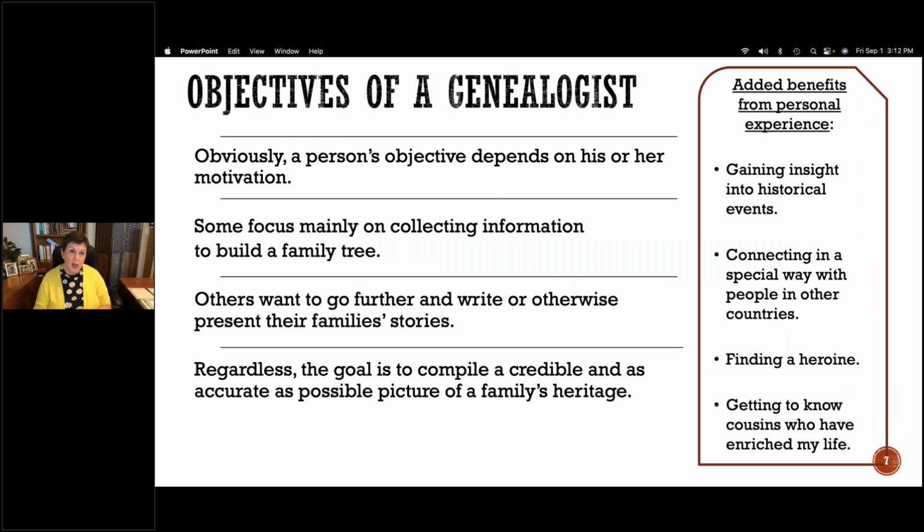The objectives of a genealogist depend obviously on his or her motivation. Some people focus just on collecting information to build a family tree. Others want to go further and write or otherwise present their family stories. Regardless, the goal is to compile a credible and as accurate as possible picture of a family heritage. But I want to share with you four added benefits of becoming a genealogist, from my own personal experience. And I think that all of them will apply or can apply to you.